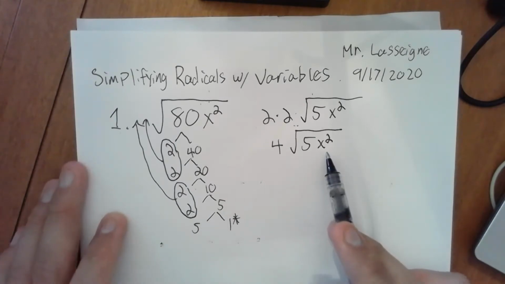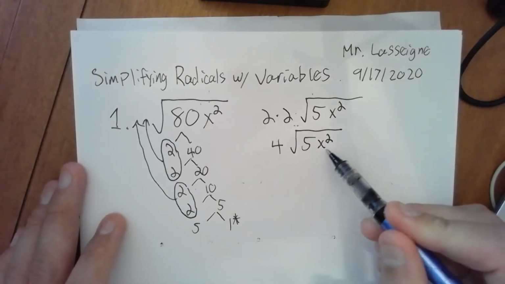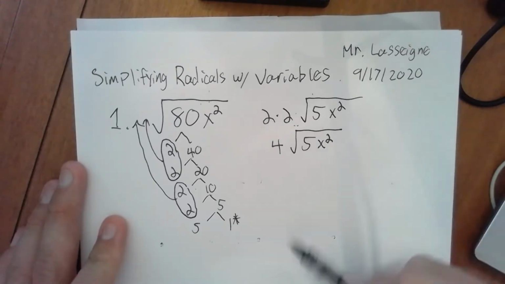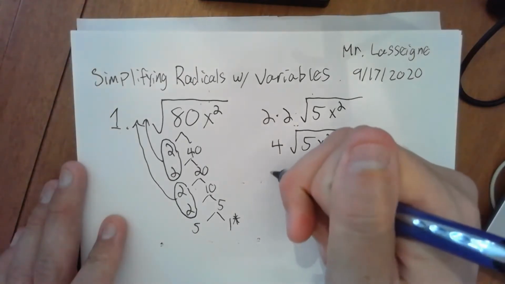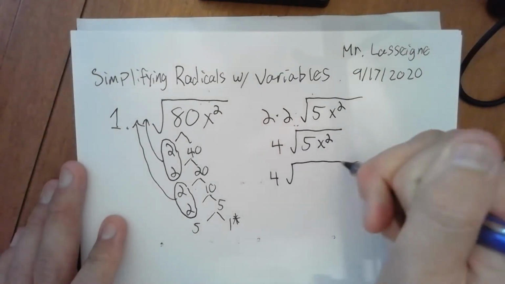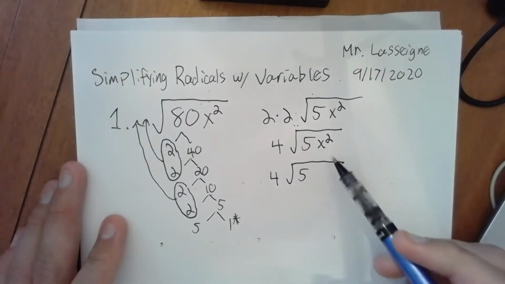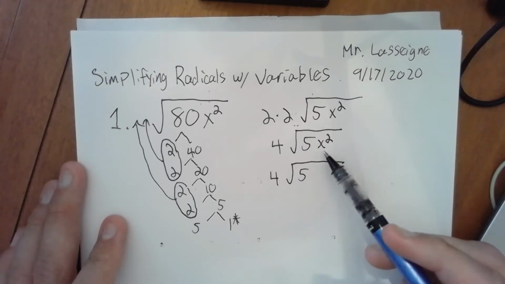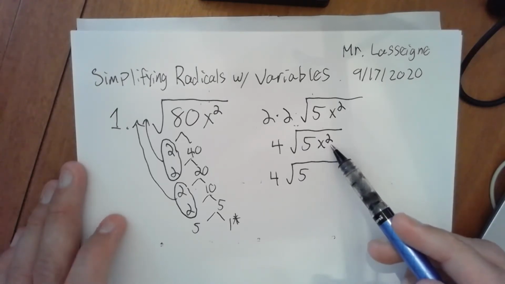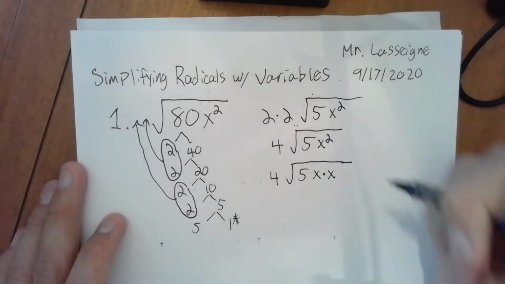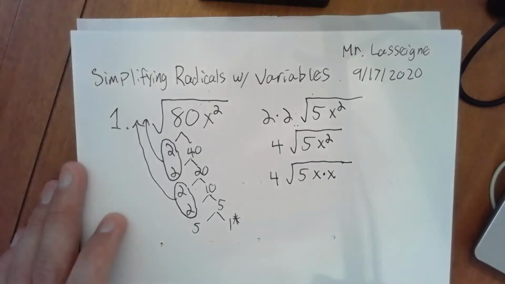Now it's time to take care of our variable. As the variable is written right now, it's x squared. The 2 is the exponent, and it's actually called exponential form. So the way that we simplify this easily, the strategy behind it, is to put it into what's called expanded form. So we take that variable and we actually show how many times it's being multiplied by itself. Since the exponent is 2, x is being multiplied by itself.